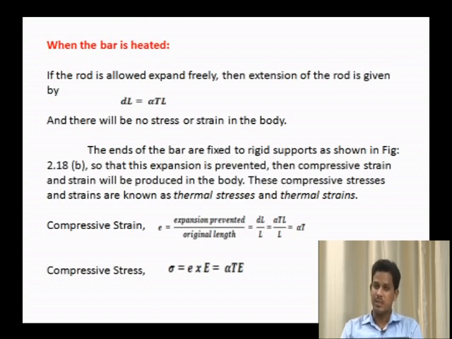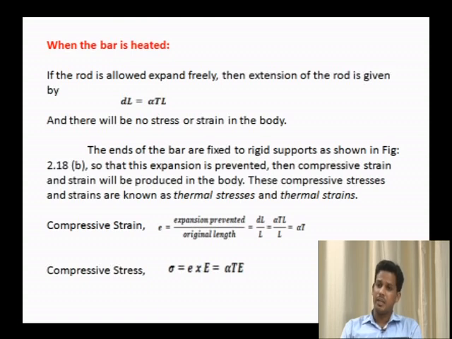Alpha is the coefficient of thermal expansion, and capital T is the difference in temperature. If you multiply the coefficient of thermal expansion by the difference in temperature, we directly get the compressive strain. By using the compressive strain and Young's modulus, we get the stress. If you multiply strain into Young's modulus, we get the stress.